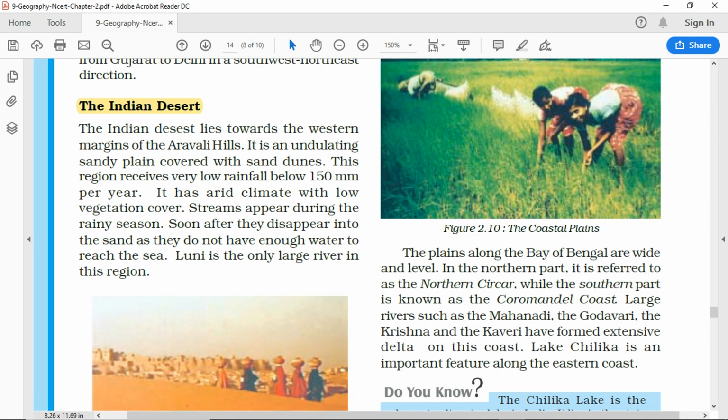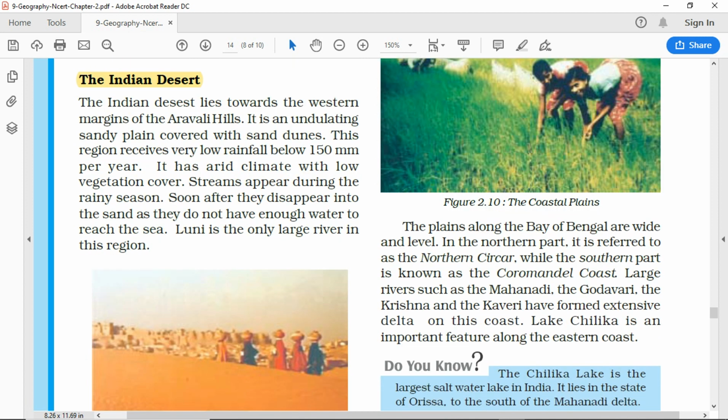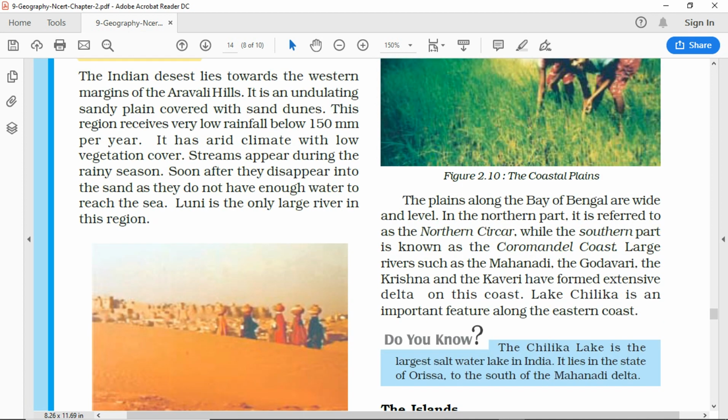It is an undulating, sandy plain covered with sand dunes. This region receives very low rainfall, below 150 mm per year. It has an arid climate with low vegetation cover. Streams appear during the rainy season. Soon after, they disappear into the sand as they do not have enough water to reach the sea. Luni is the only large river in this region.